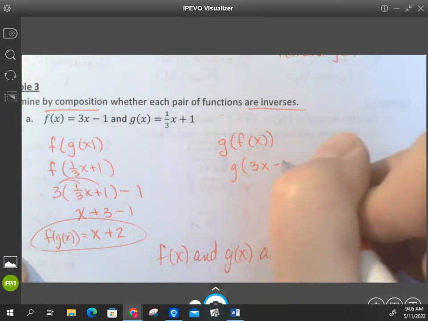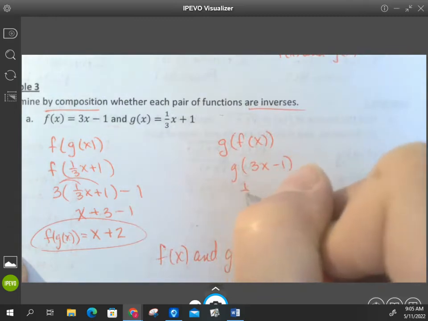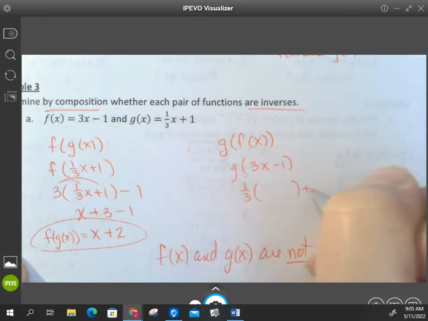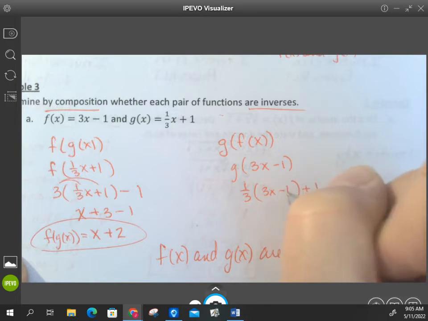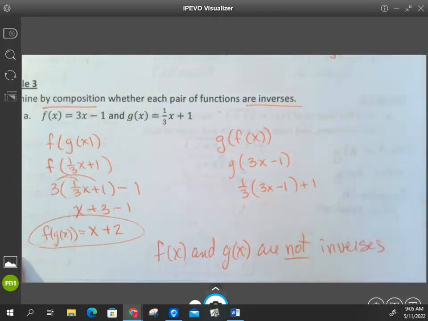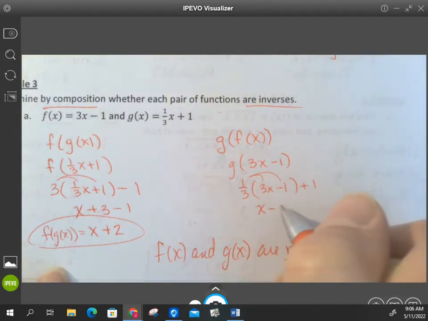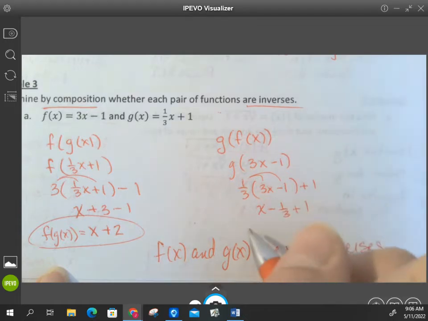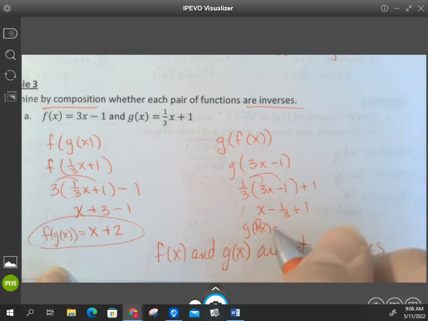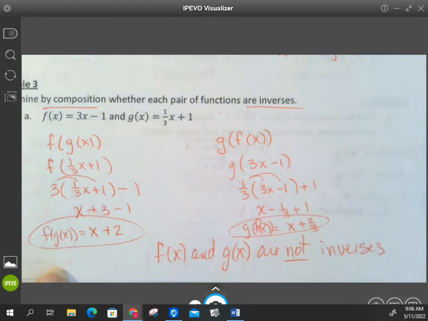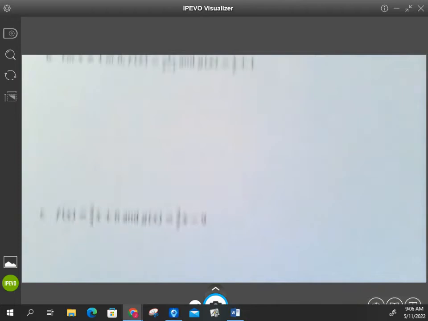So put 3x minus 1 in here. So it's 1/3 and then plus 1. 3x minus 1. Do you see what I'm talking about? If you look at it too quickly, you're like, oh, look, there's x and the ones cancel. But if you actually follow this and you're not thinking ahead, you'll see that I end up with g of f of x equals x plus 2/3. So unless it equals x, they're not inverses. All right, so let's look at another one.